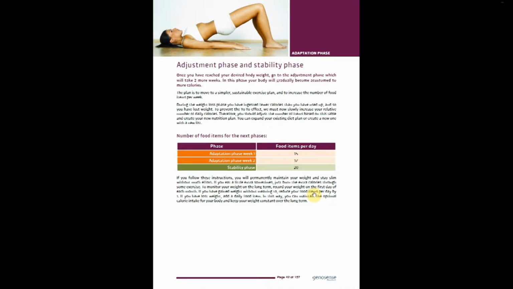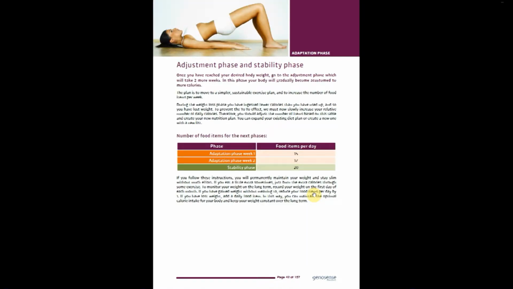So you just choose 2 other food items from the list, you add them to your current meal, and you can eat more. And then a week later, another 2 extra. So your meals start to become more. And in the end, after 2 weeks, you go to the stability phase, you stick with the same training program, and then you can eat 20 food items.